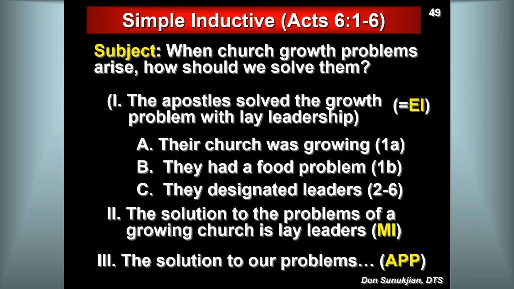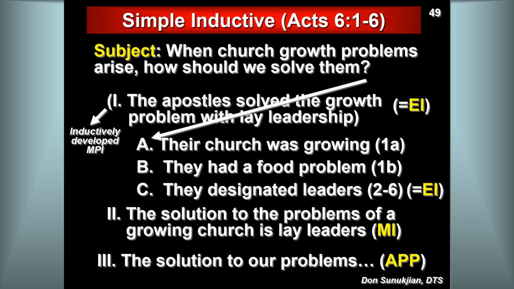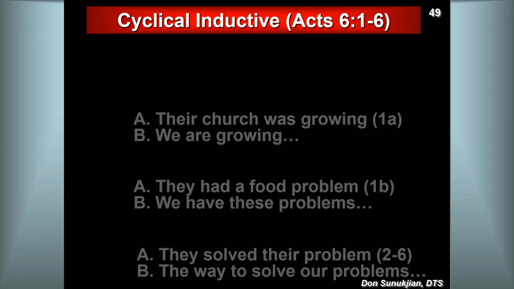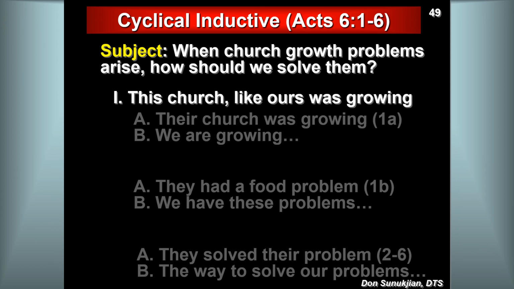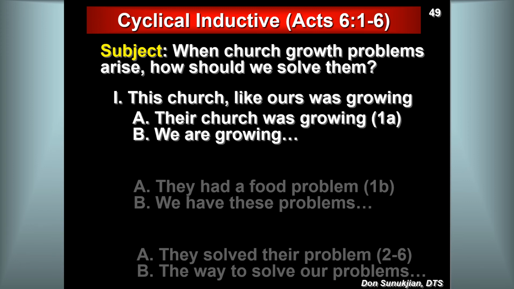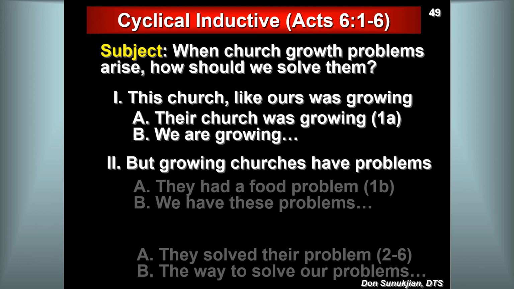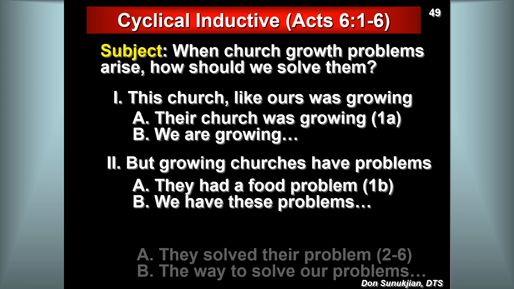So here is the exegetical idea presented in statement number 1. We move from inductive to the main propositional point, moving all the way down each line, re-engaging with the exegetical idea, of course, and then working through the passage. Again, let's look at this from a cyclical level. We have the subject again. We have a growing problem in the church, a structural problem. This church, like ours, was growing. Their church was growing rapidly. We're growing, but growing churches have problems. They had a food problem.